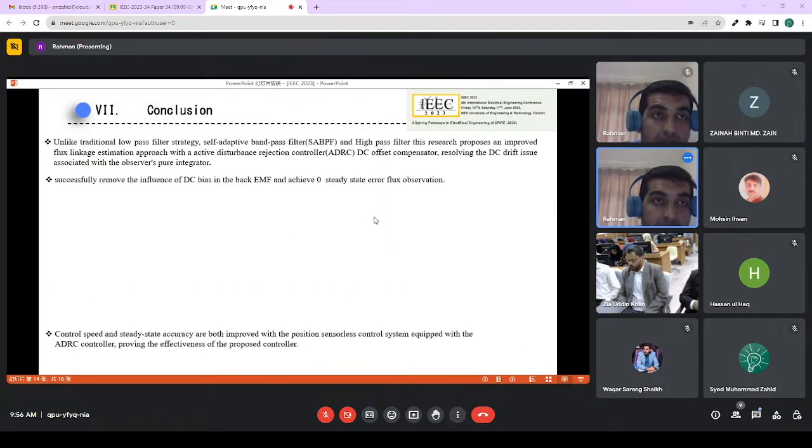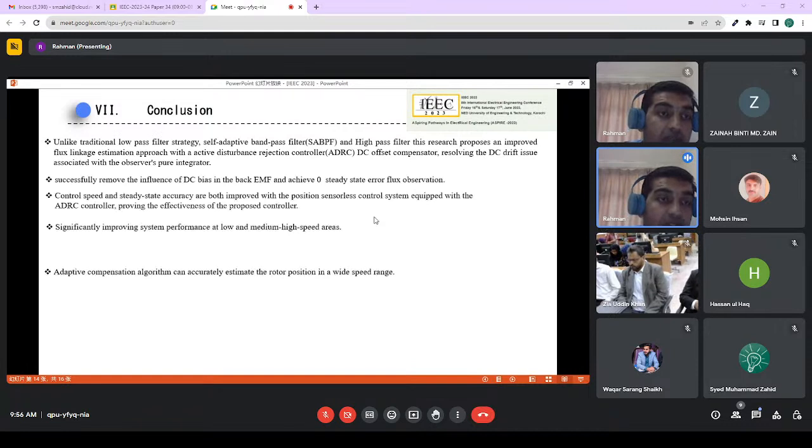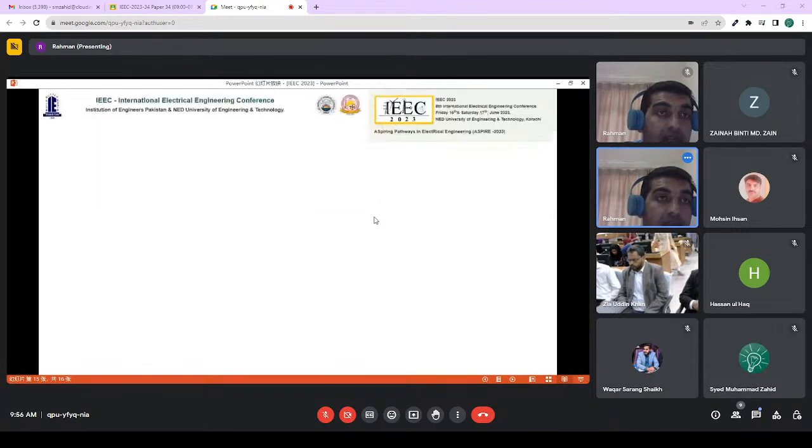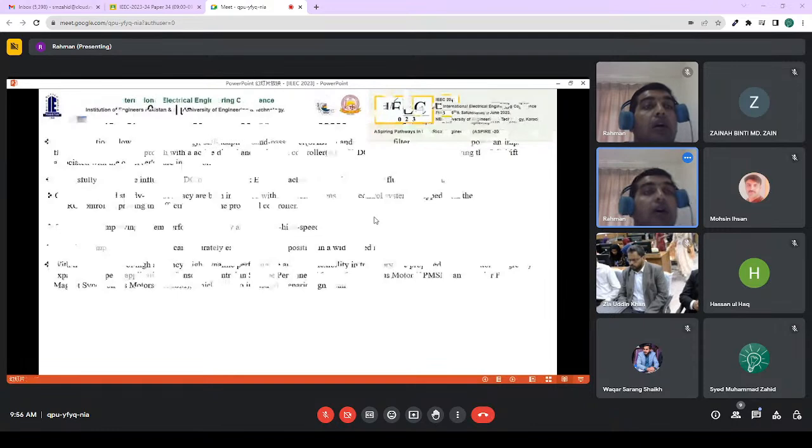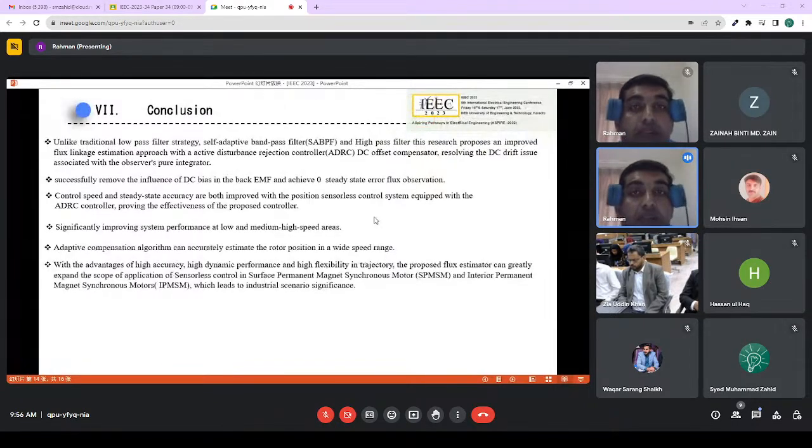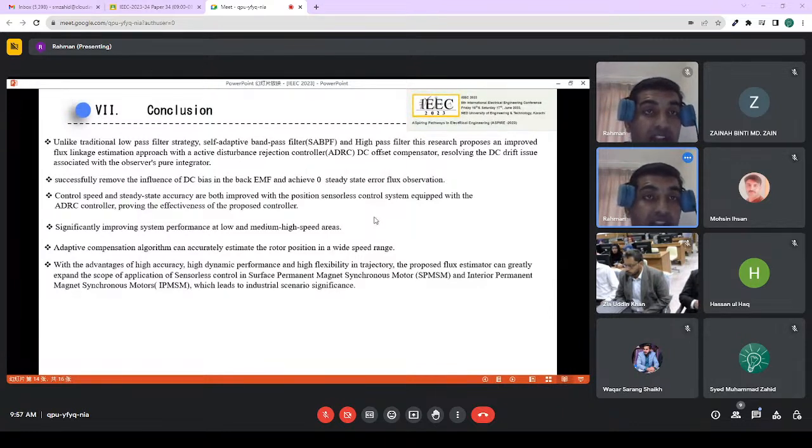So, the conclusion of our proposed work. Unlike the traditional low-pass filter, self-adaptive band-pass filter, and high-pass filter, this is a proposed and improved flux linkage estimation approach with an active disturbance rejection controller and DC offset compensator, which resolves the DC drift issue associated with the observed pure integrator. It successfully removes the DC drift in the back EMF and achieves zero steady-state error flux observation.